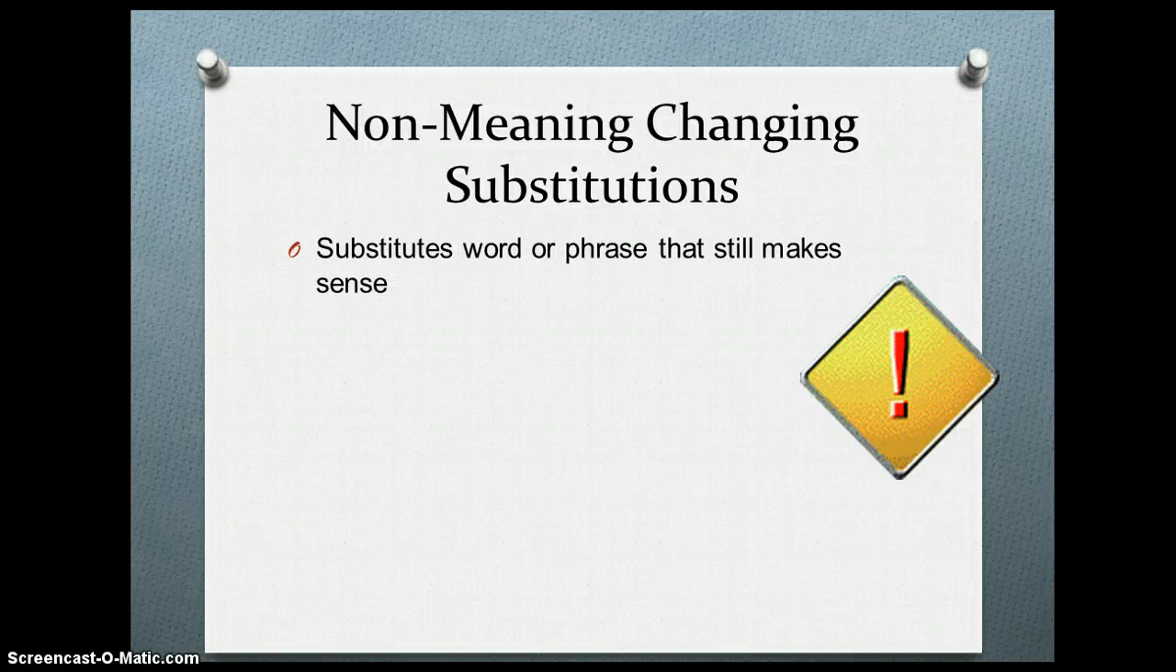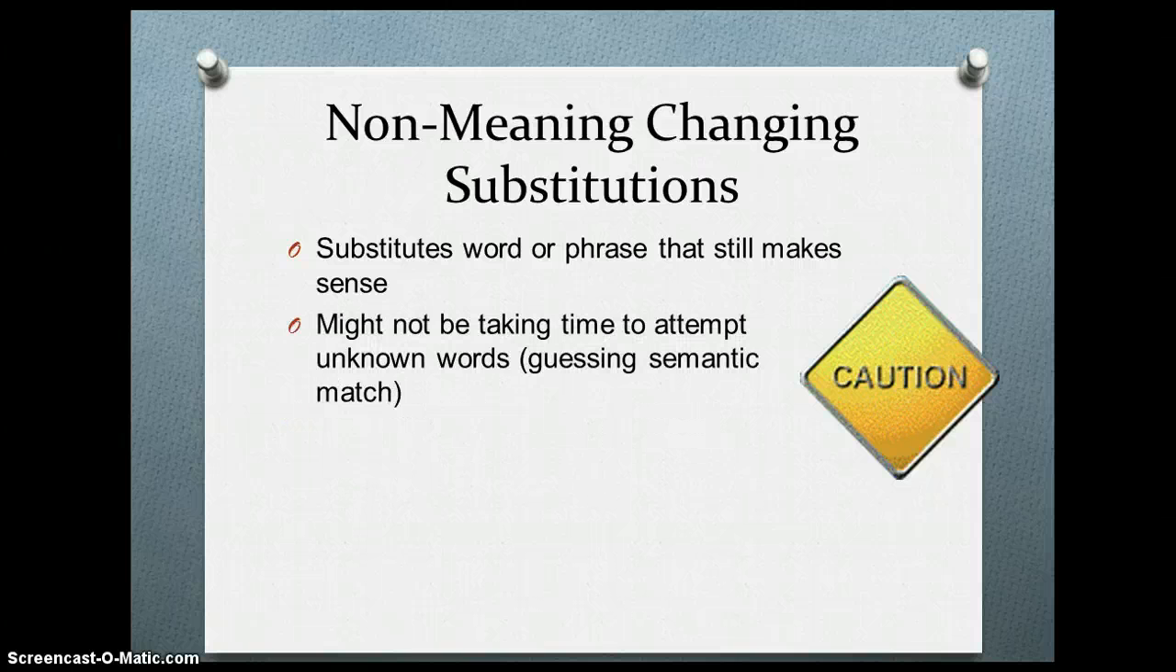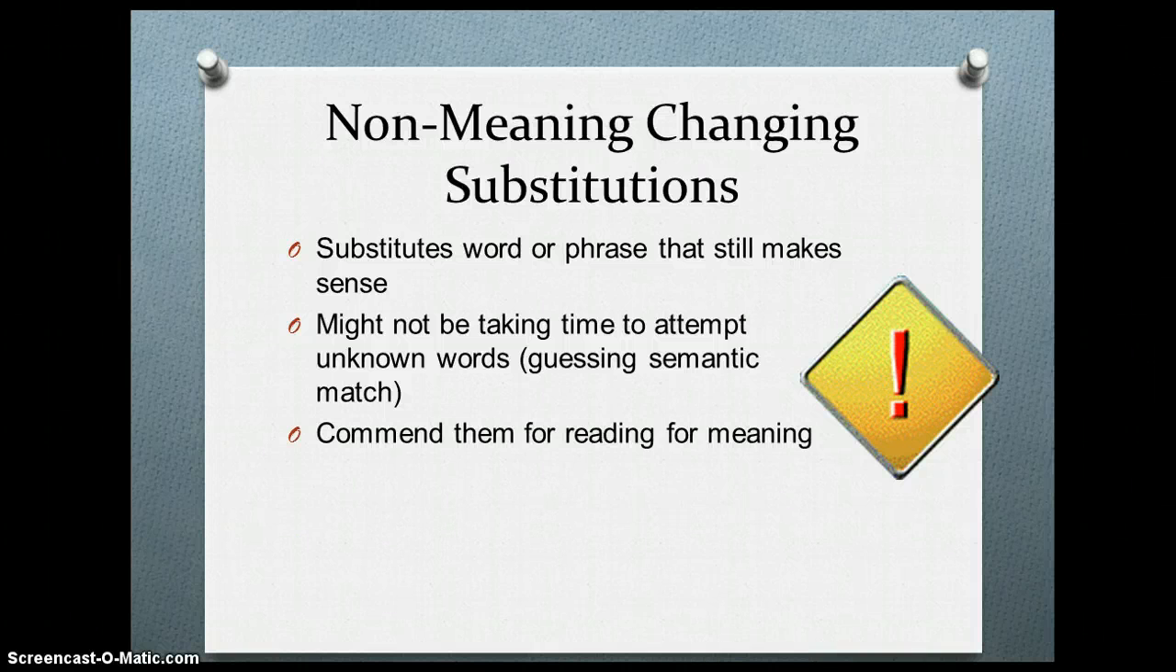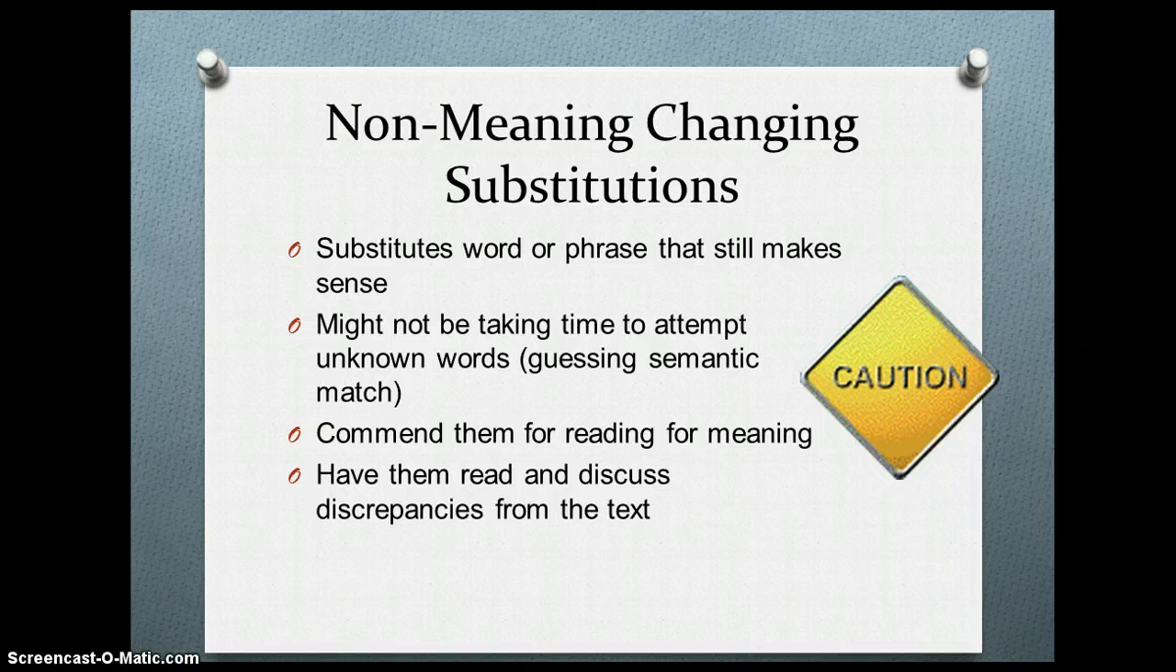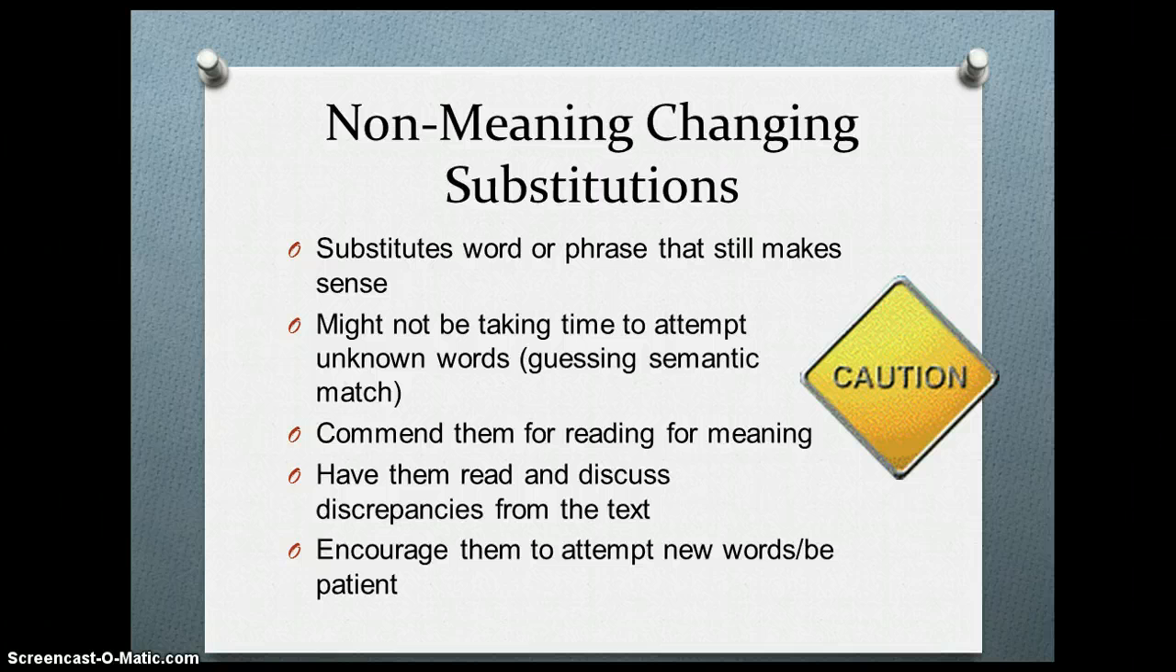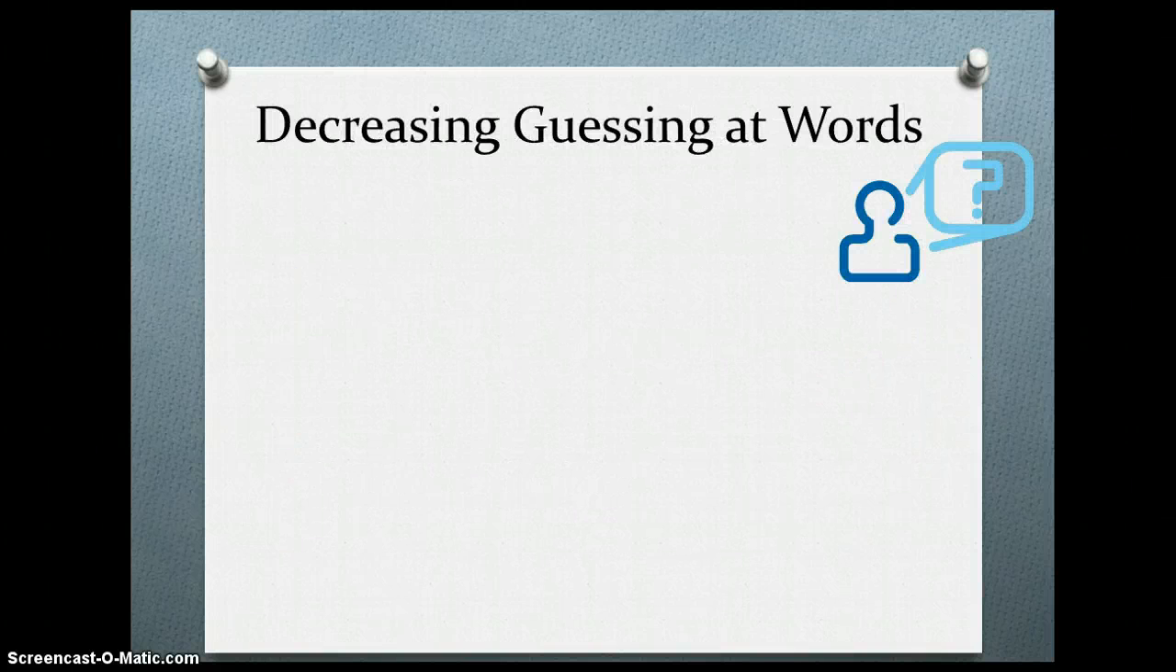Now, non-meaning changing substitutions are where the student substitutes a word or phrase that still makes sense. They might not be taking time to attempt unknown words. So you want to commend them for reading for meaning, have them read and discuss discrepancies from the text, and encourage them to attempt new words and be patient. A lot of times this requires using more of their visual cueing system.